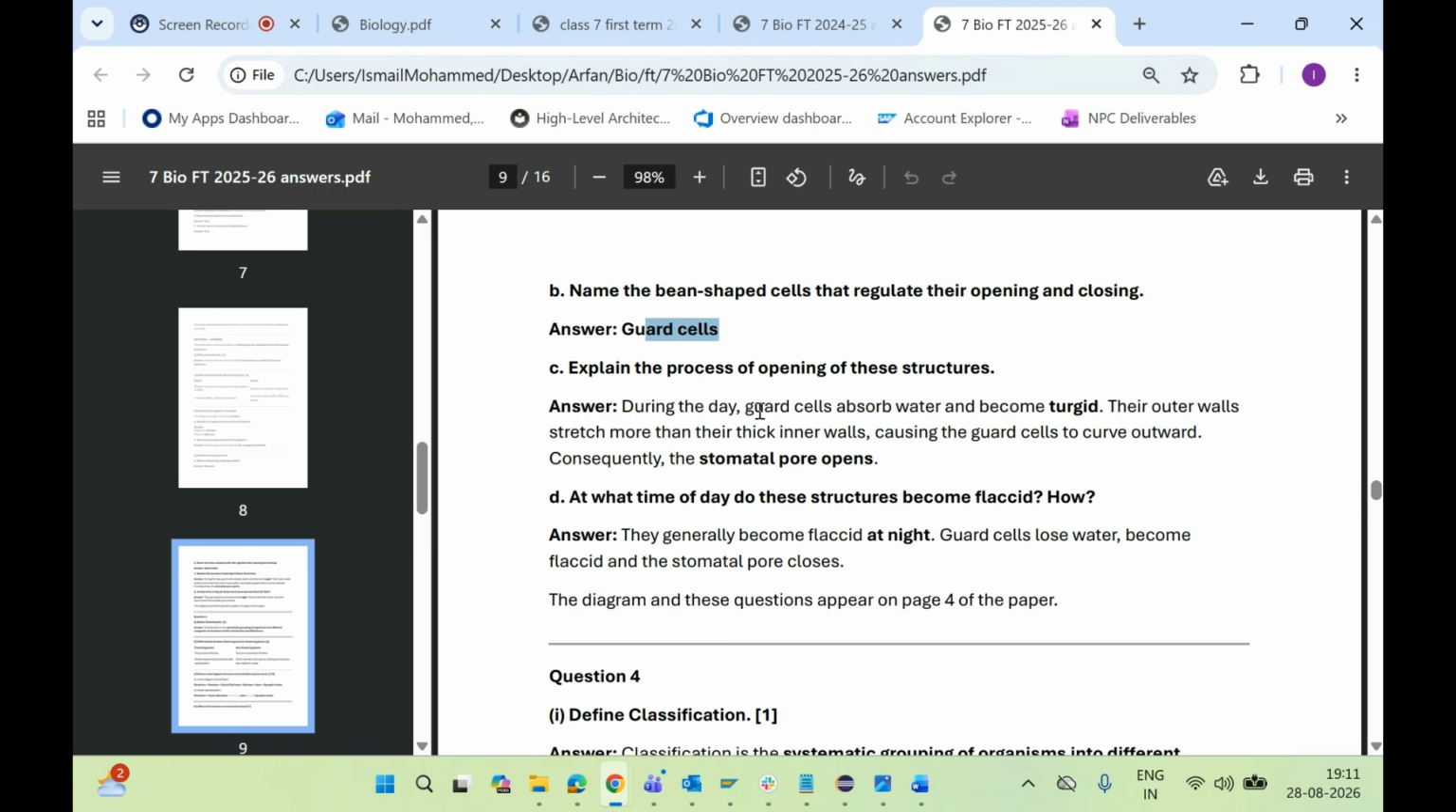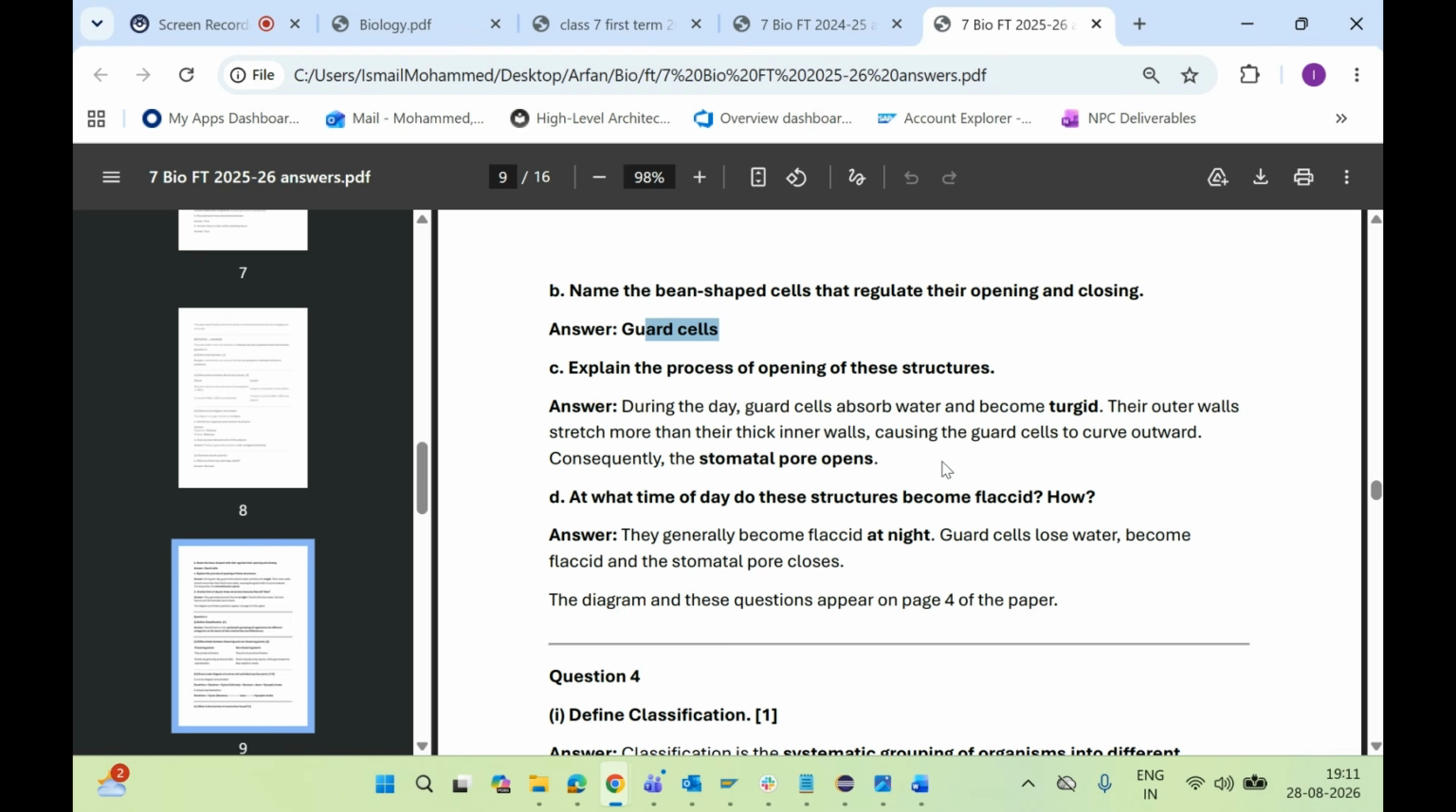So what happens during the daytime? The guard cells absorb more water and they become turgid. Their outer walls stretch more. This makes the thick inner walls of the guard cells curve. Consequently, the pore opens up during the day.